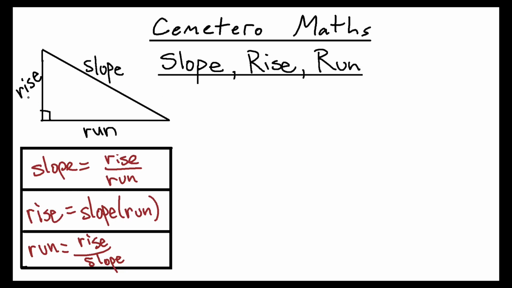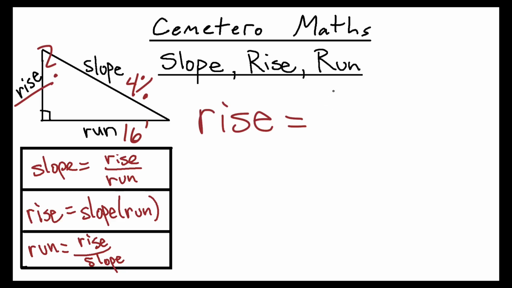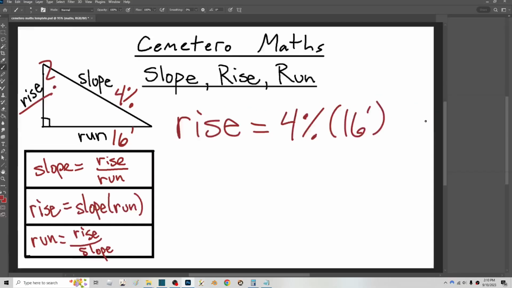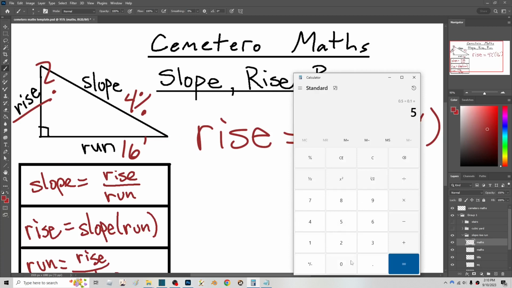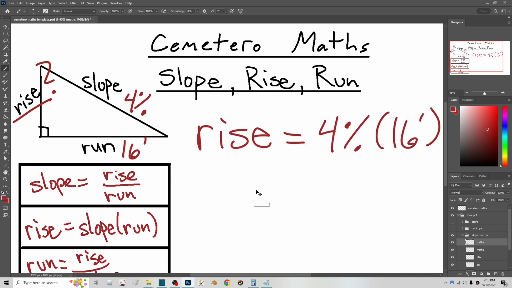But let's say we want to solve for rise, and we have a run of 16 feet with a slope of 4%. What is the rise? According to our equation, the rise is the slope, which is 4%, times the run, which is 16 feet. Use our calculator for that. 4% times 16 feet gives us 0.64 feet.